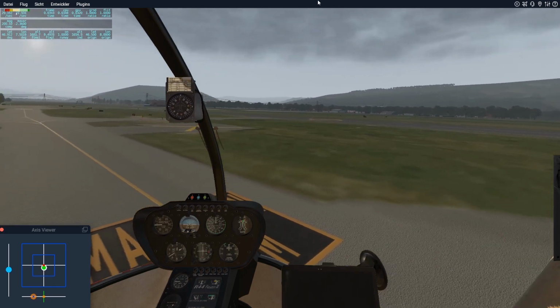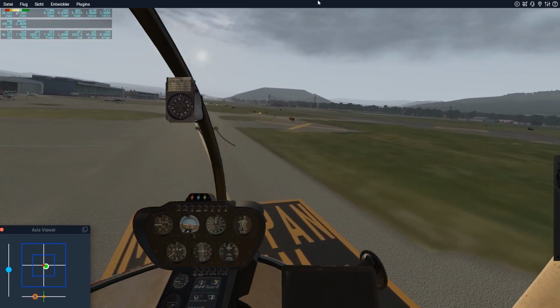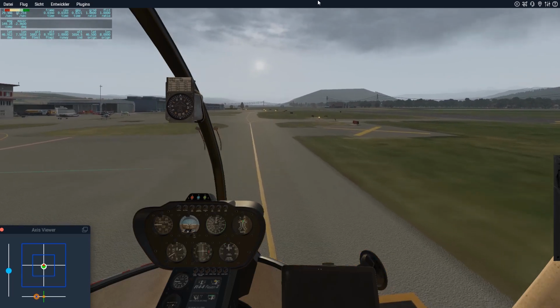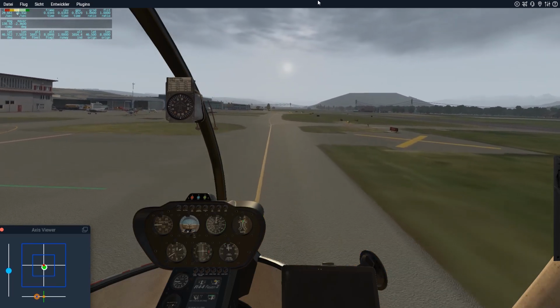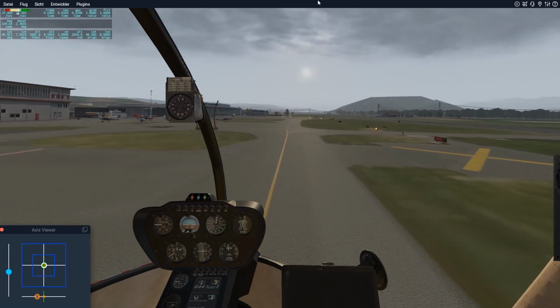Now, as I hover along this taxiway here, I'm going to show you that if I want to keep that forward momentum, I need to nudge the cyclic forward every so often to stop the aircraft from swinging back and stopping.